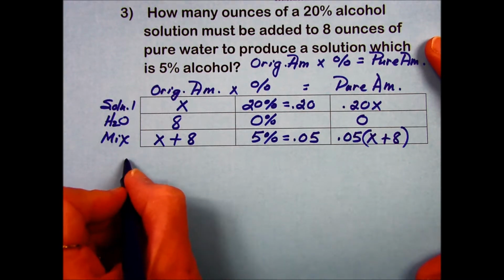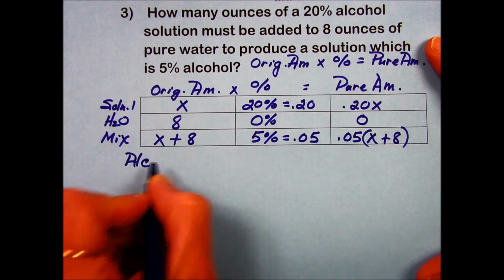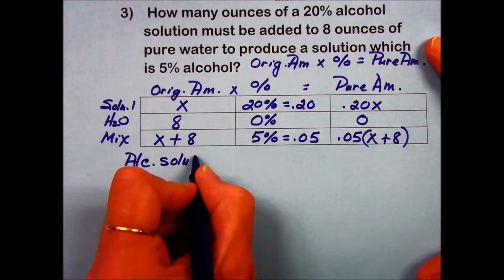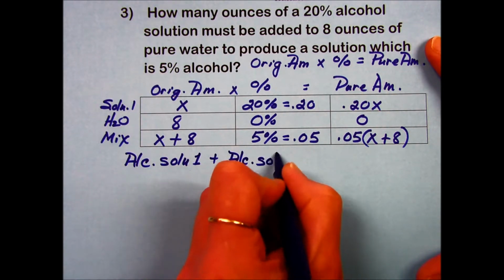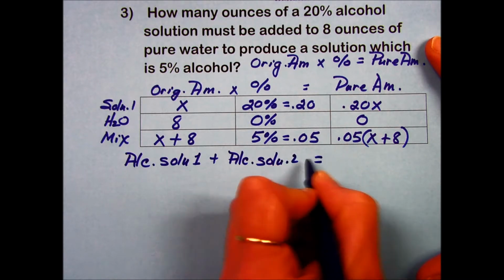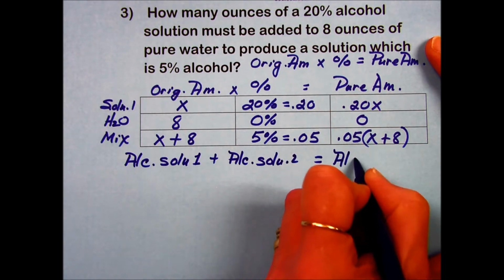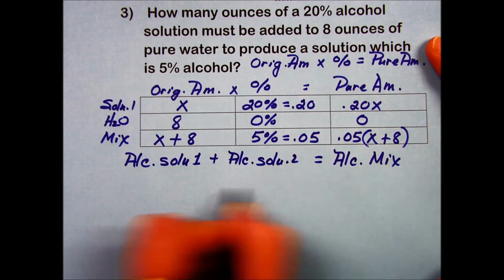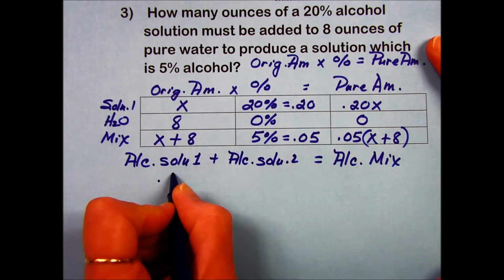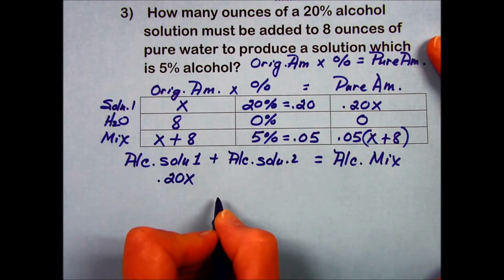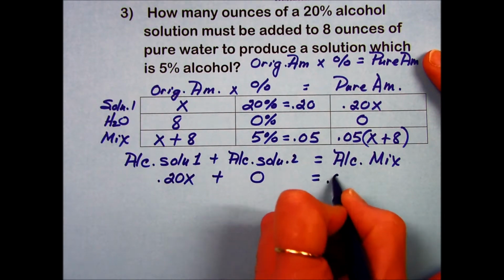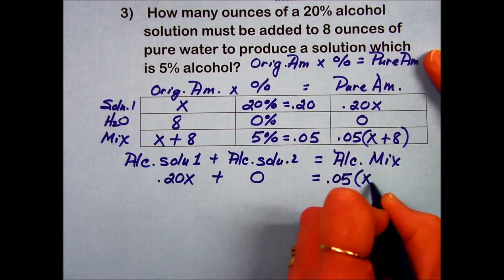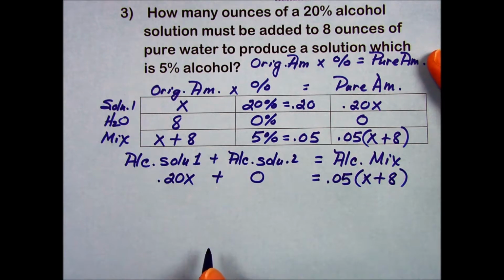To come up with an equation, we're interested in the amount of alcohol in solution 1 plus the amount of alcohol in solution 2, or the water, is equal to the alcohol amount in the mixture. Well, the alcohol in solution 1 is 0.20x. No alcohol in the water is equal to the amount that we found and represented in the table as 0.05 times the quantity x plus 8.